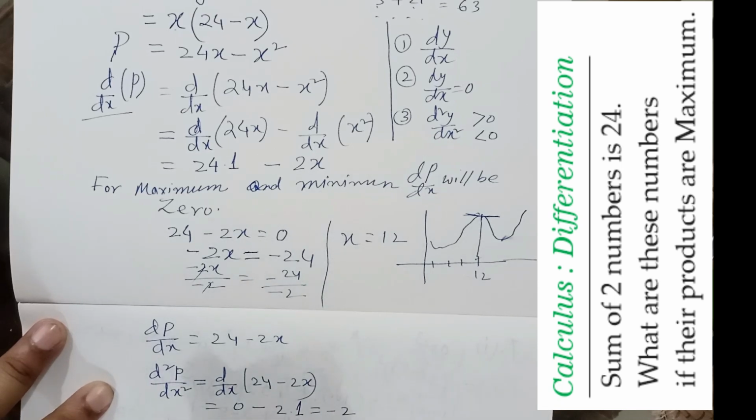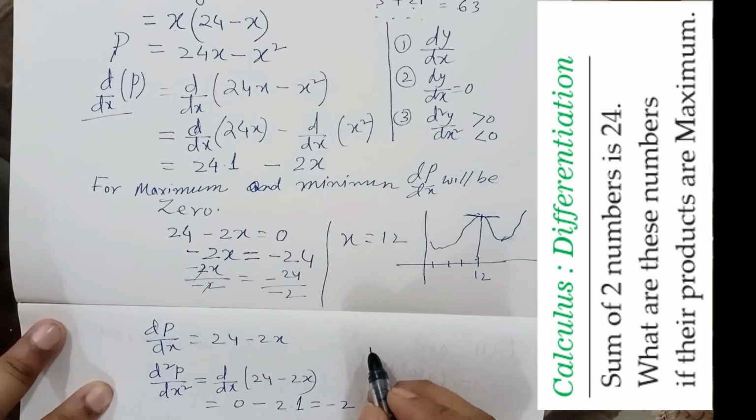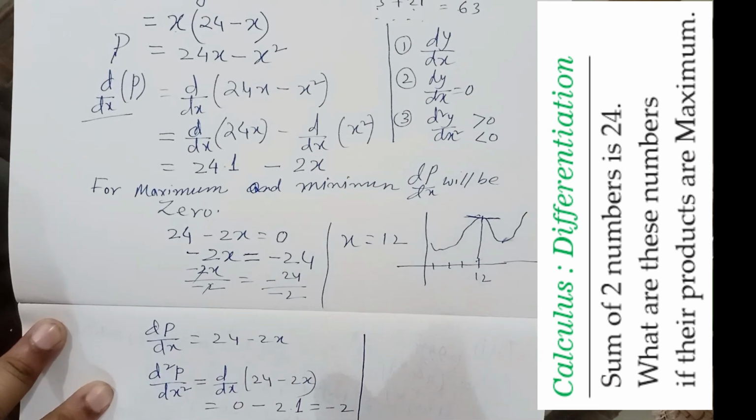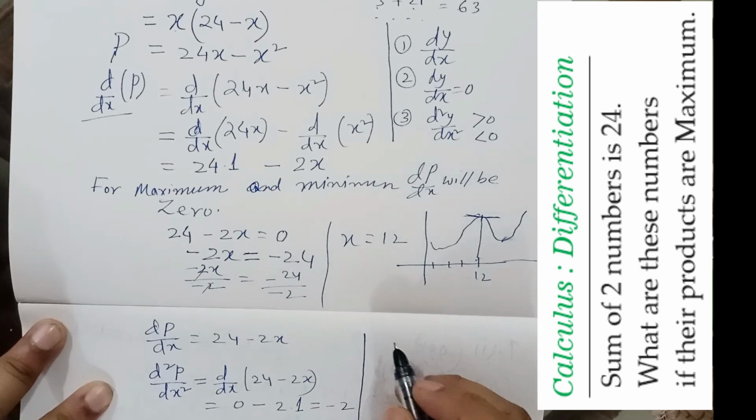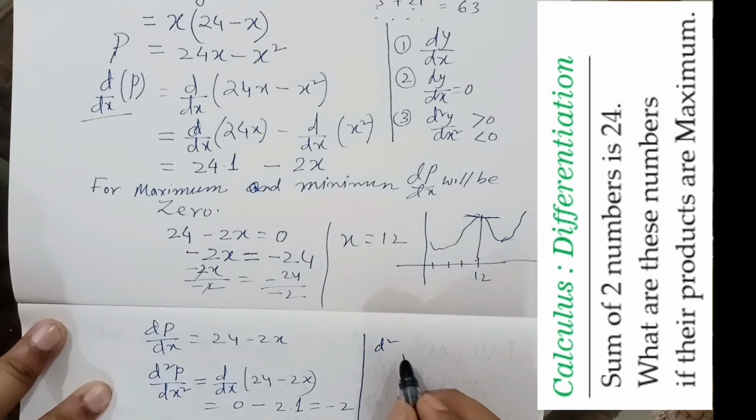So what happened here? Here d2P by dx square became minus 2, which is less than 0. That means a maximum.